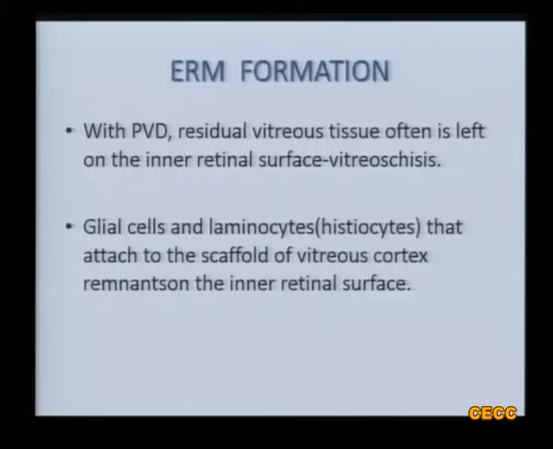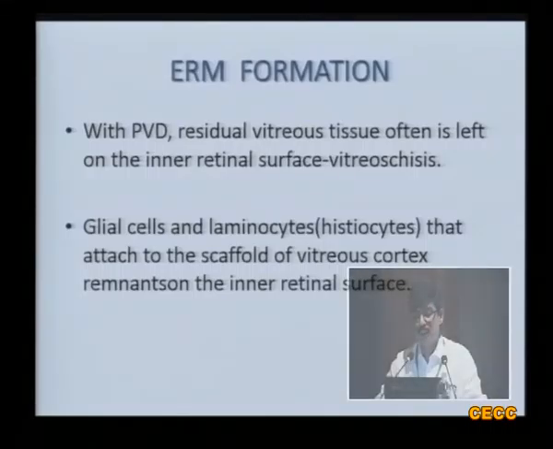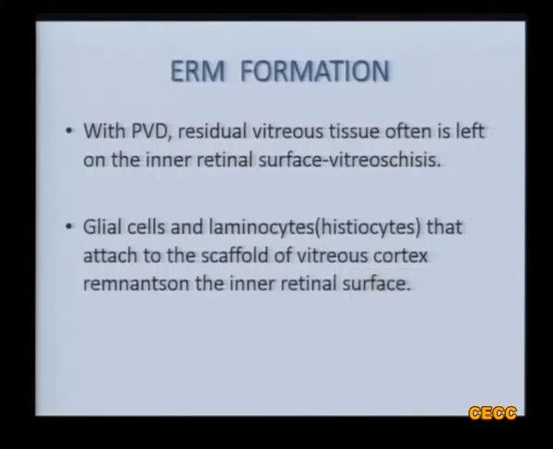Now, epiretinal membrane formation, this is also due to an anomalous PVD. When there is a PVD, sometimes the vitreous does not get separated completely. There can be a vitreoschisis, there can be a small layer of vitreous on the retinal surface on which the glial cells and laminocytes can contribute to the formation of an epiretinal membrane.